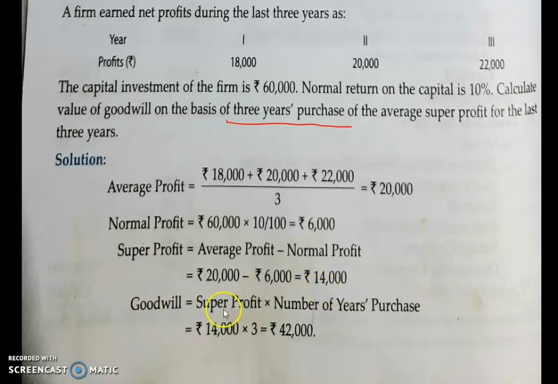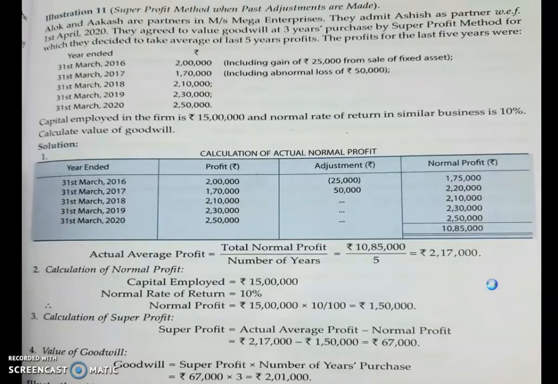So goodwill is equal to, what is the formula for calculating goodwill? Super profit into number of years purchase. Super profit you got from step 3, that is 14,000, into number of years purchase, which you have underlined as 3 here. So into 3 you will get 42,000. With these 4 simple steps, you got the value of goodwill from the super profit method. It's very simple. Okay.